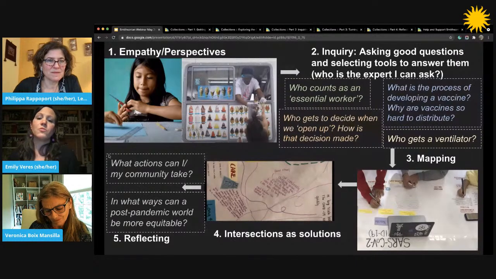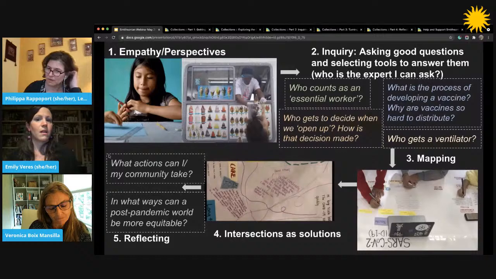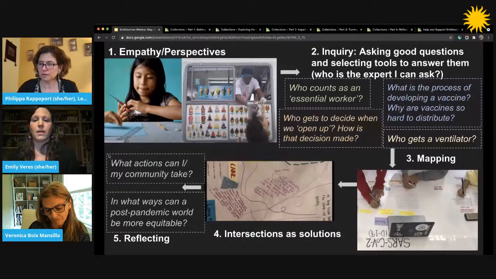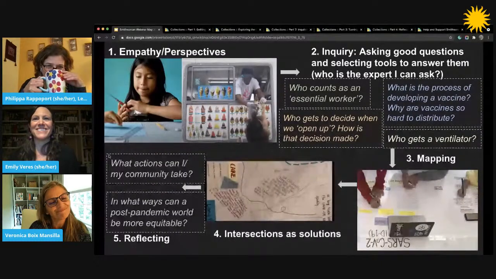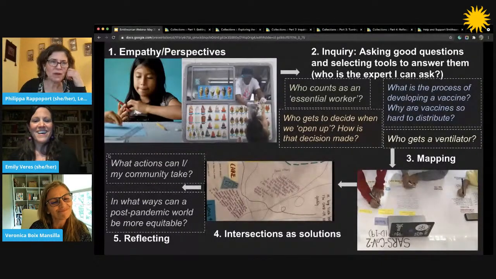And then we spent some time just looking at the intersections and connections that they had drawn between vaccines and technology and socioeconomics and culture and government and geopolitics. Remember, these are 12th graders. So geopolitics is a thing for them.